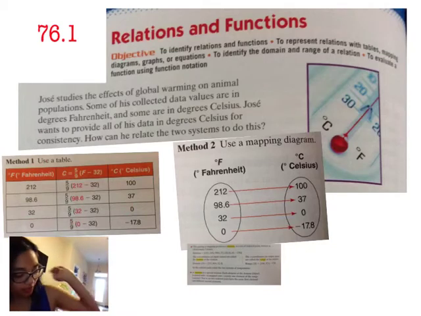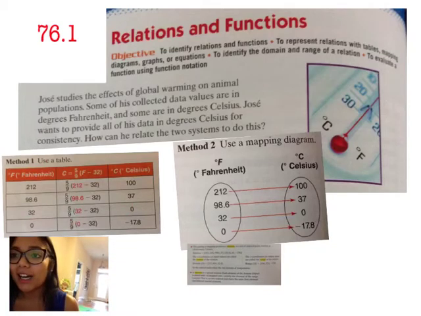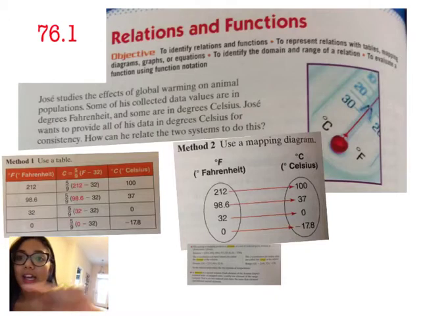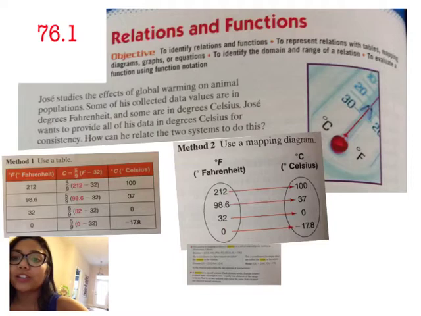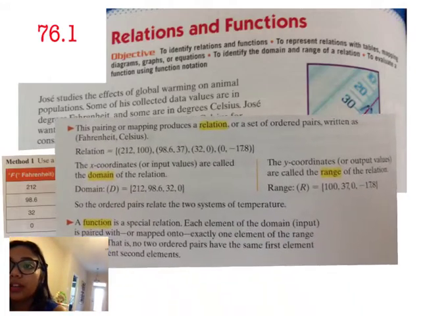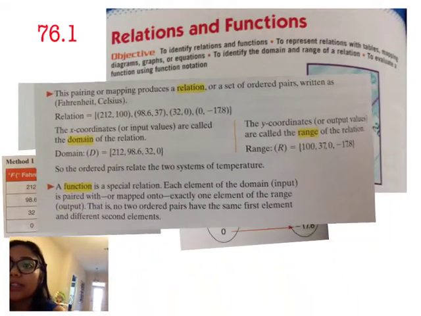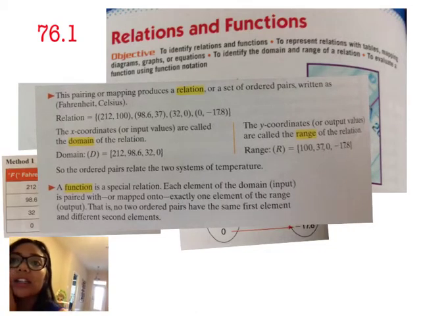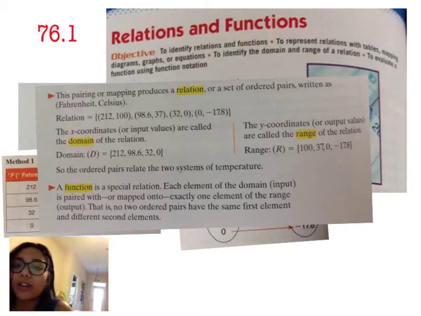So, after that, using a mapping diagram, it's just another way of showing how they can relate the two systems. Making this bigger for y'all to read it. This is basically what I said. This pairing and mapping produces a relation or set of ordered pairs written as Fahrenheit, Celsius.